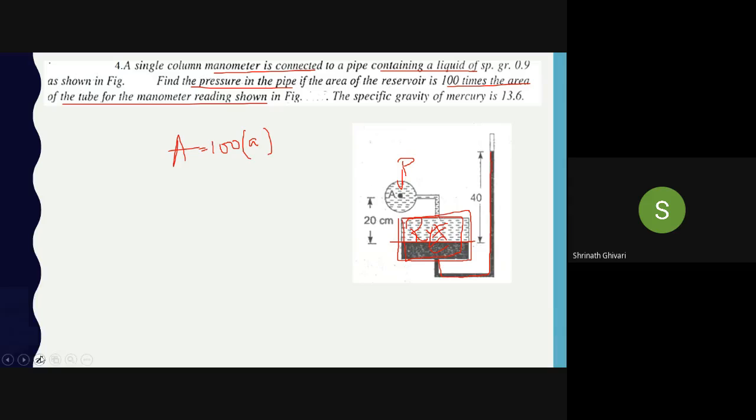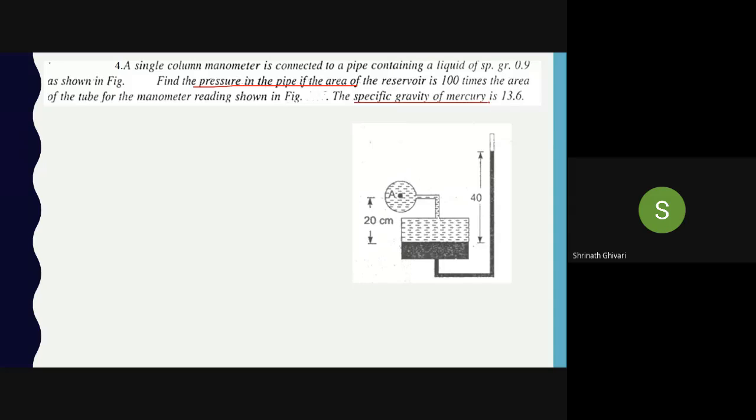Okay, so what we have to find out? We have to find out the pressure in the pipe if the area of the reservoir is 100 times greater than that of this, and the specific gravity of mercury is 13.6, and whatever fluid is flowing through the pipe has specific gravity 0.9. So what all things are given? Specific gravity 0.9. What is density? 900 kg per meter cube.